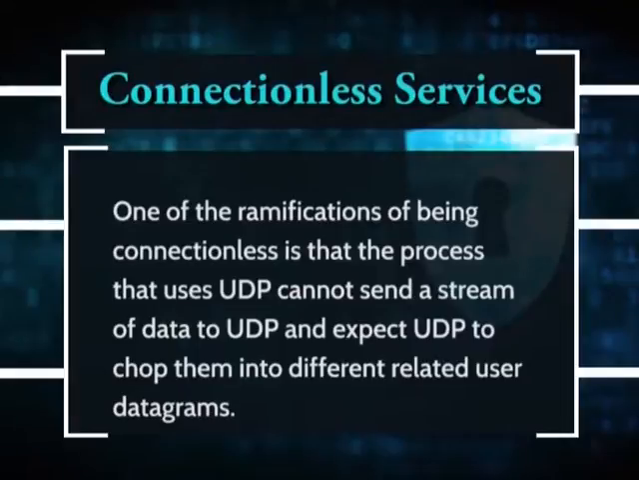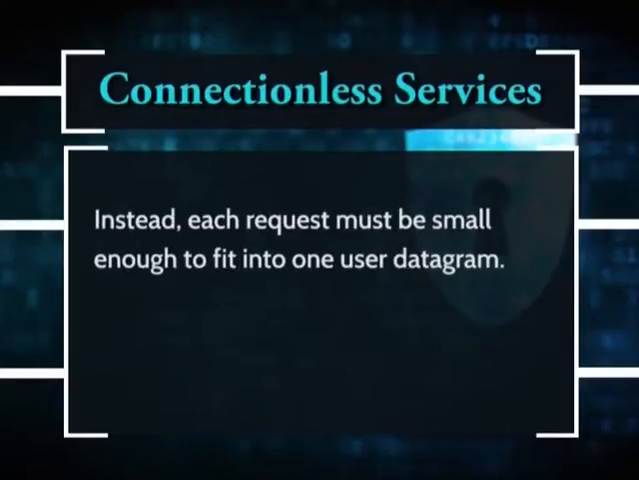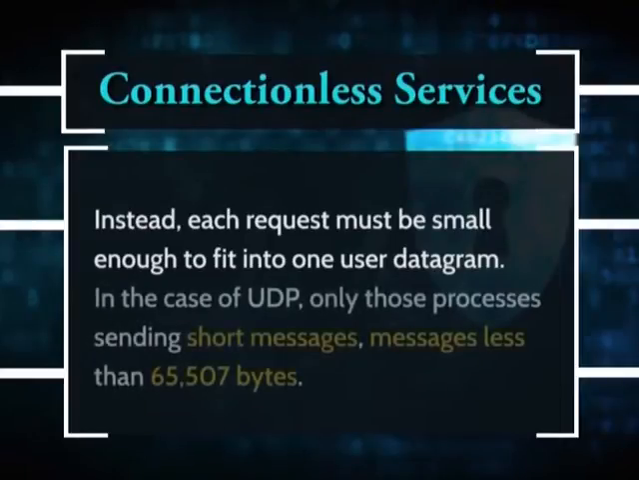One of the ramifications of being connectionless is that the processes that use UDP cannot send a stream of data to UDP and expect UDP to chop them into different related user datagrams. Instead, each request must be small enough to fit into one user datagram. In the case of UDP, only those processes sending short messages, when the message is less than 65,507 bytes, can use it.